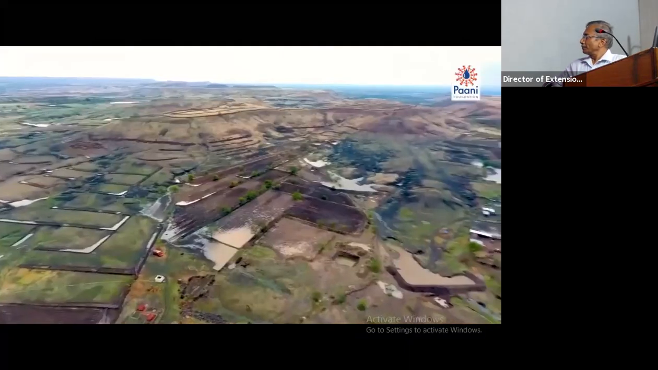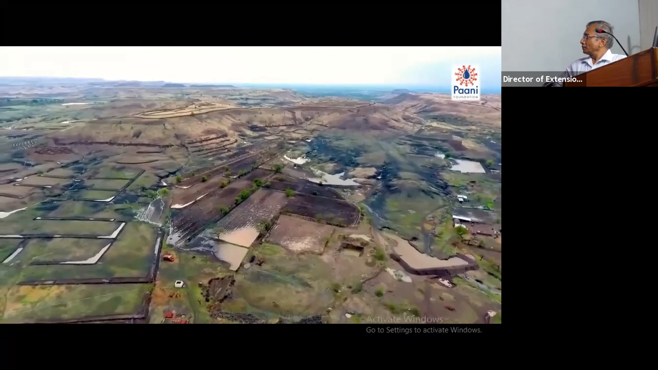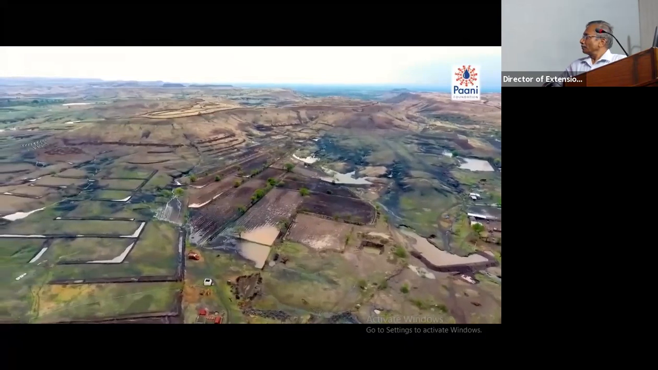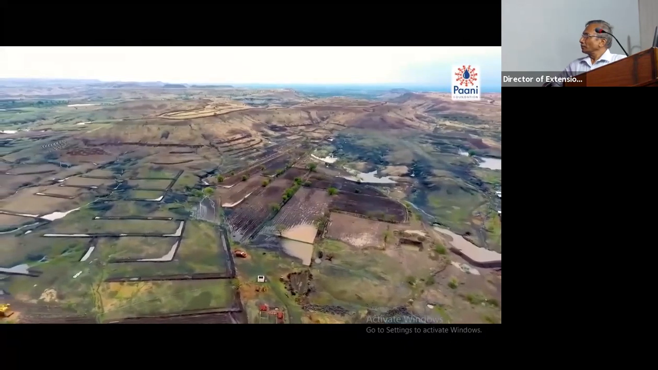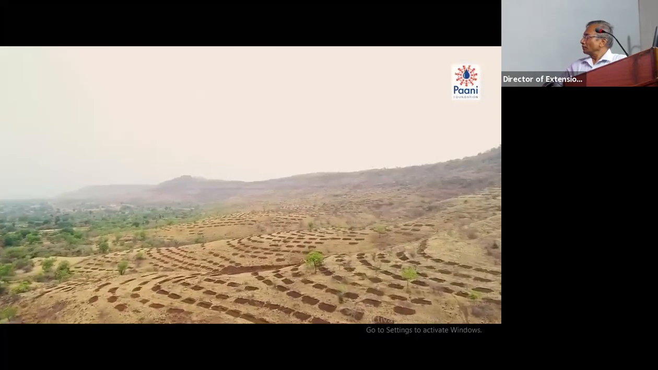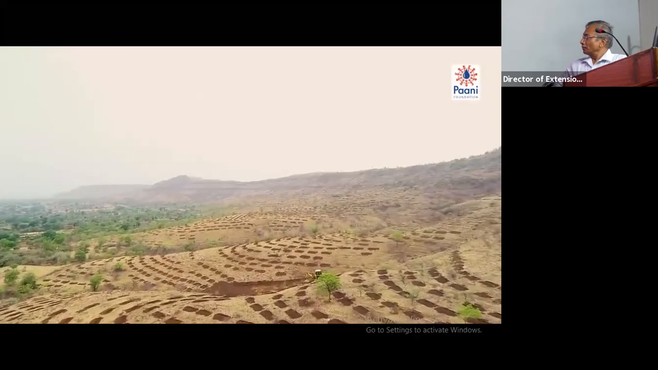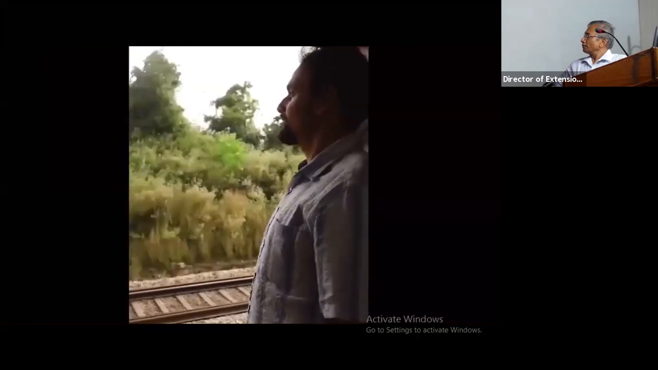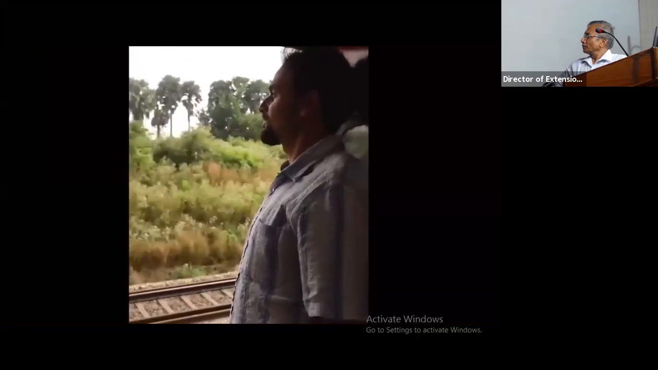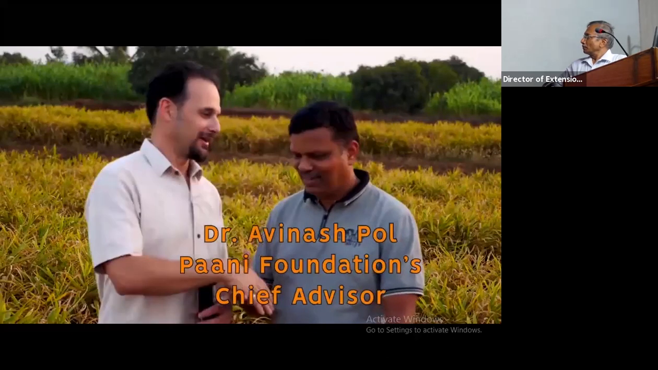There are many thousands of villages that have competed, and the resulting structures equate to over 145 billion gallons of water storage capacity built in just 4 years. By my estimation, that would make this the largest restoration project on the planet. I needed to see this for myself. So I traveled to the city of Satara to get a tour of some of the villages with the Pani Foundation's chief advisor. I'm here in the state of Maharashtra with Dr. Avinash Pol of the Pani Foundation.